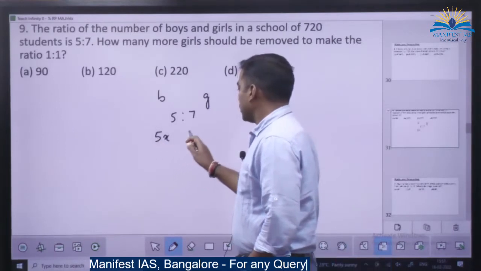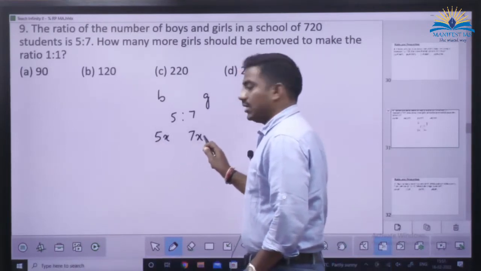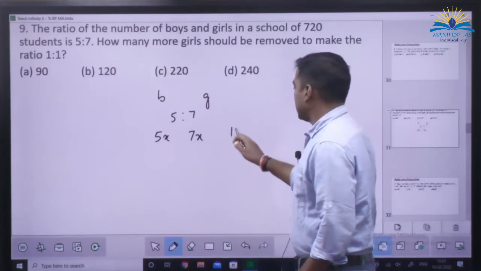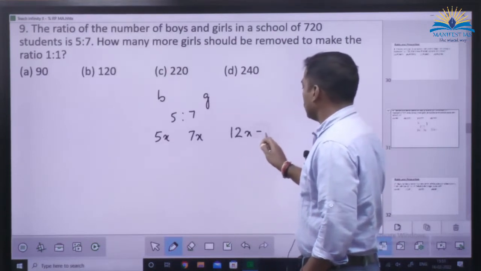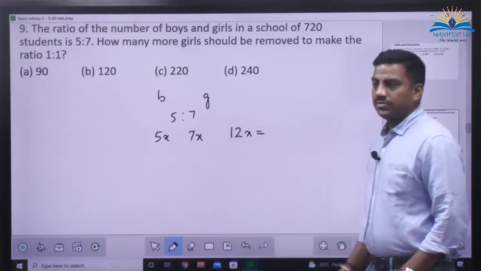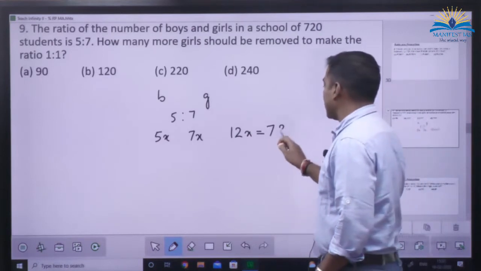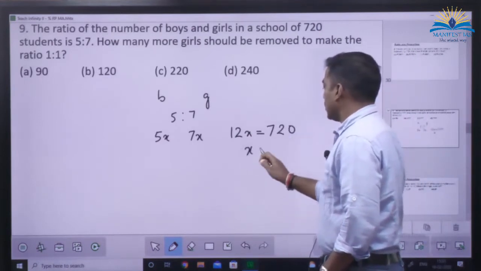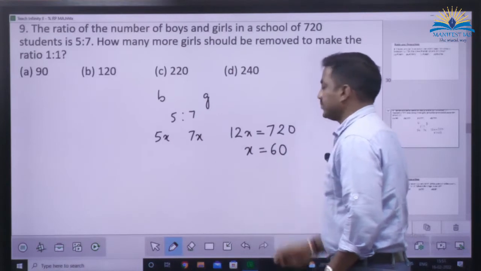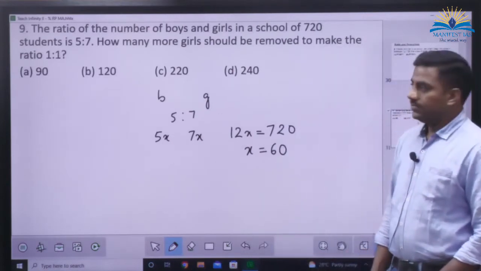5x and 7x. What is the total? 12x. This 12x is equal to how much? 720. What is x? x is equal to 60. Up to here, everything is normal.